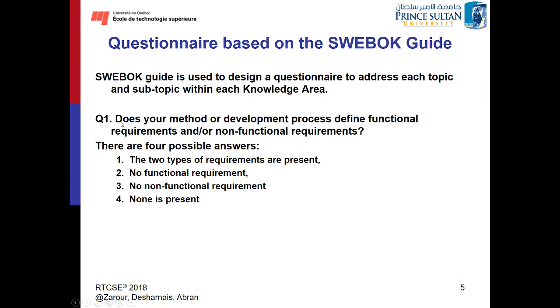This is an example of a question, for example. The question related to the development of functional, non-functional requirements. So the question is, does your method or development process define functional requirements and or non-functional requirements? And the answer should be one of four possible options: whether the two types of requirements are present, no functional requirement, no non-functional requirement, or none is present.